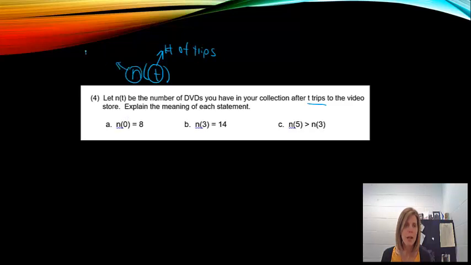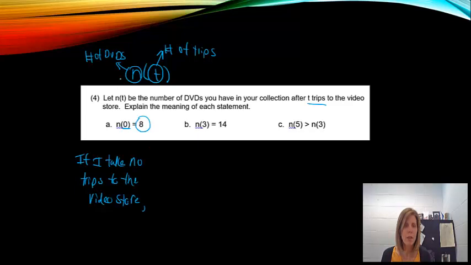So this number right here is the number of DVDs. So our answer is going to be the number of DVDs. This number in here is the number of trips. So this 0 stands for the number of trips. So before I even go to the DVD store, I suppose, or the video store, if I take no trips to the video store, okay, remember this 8 is going to stand for the number of DVDs. So that's my answer. I have 8 DVDs.